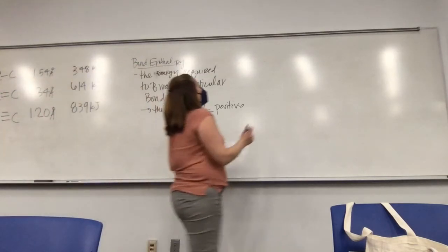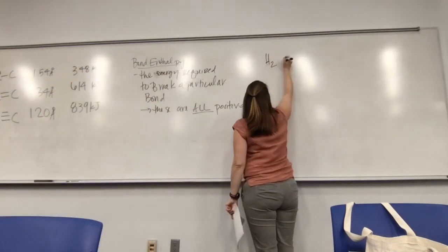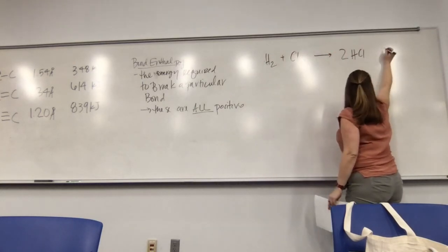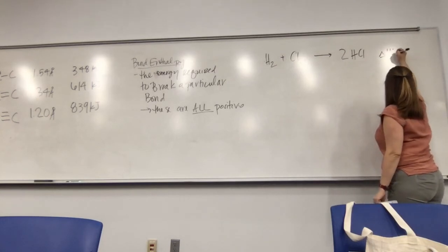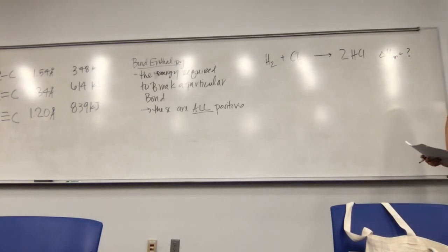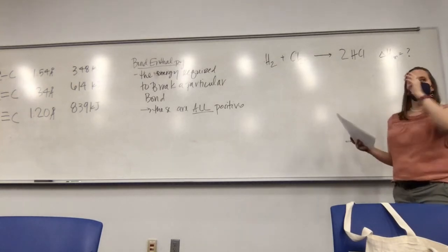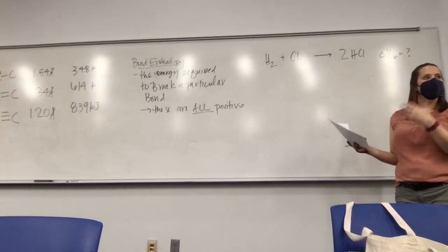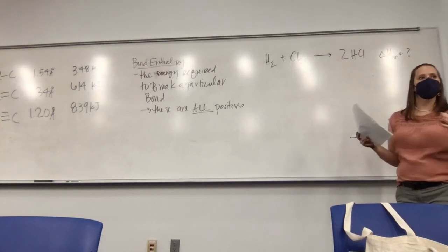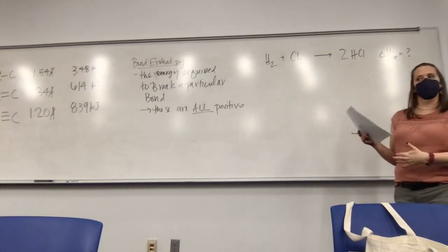If we were to look at this reaction, where H2 plus Cl2 gives us 2HCl, we want to know delta H reaction. We could do this using heats of formation. We can also do this using bond formation. Now, the reason we talk about this in my class in chapter 8 is because bond enthalpy is about the bonds broken. So we need to know, what do the bonds look like in a Lewis dot structure?